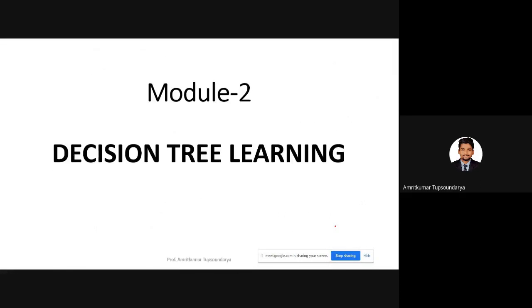Discussing those inductive inferences and inductive bias, the decision tree learning algorithm is one of the most widely used algorithms when we talk about inductive inference. It is widely used and it's practical. The practical methods are on the grounds of inductive inference.